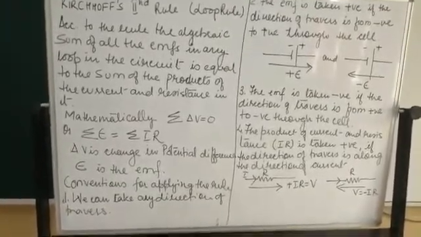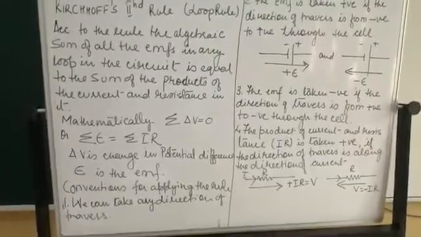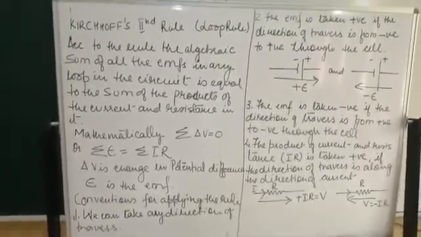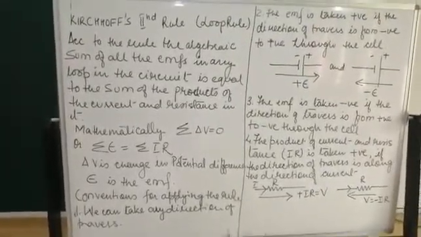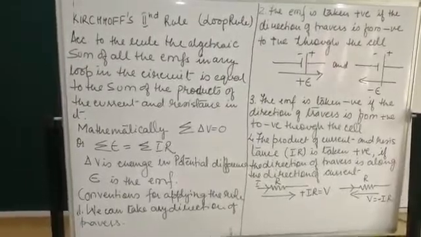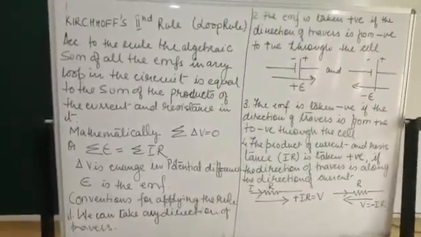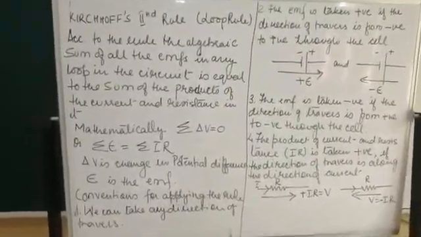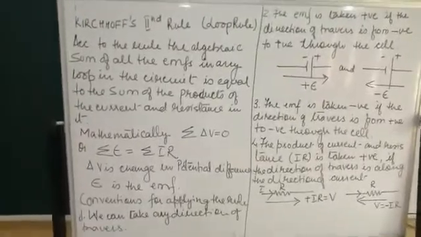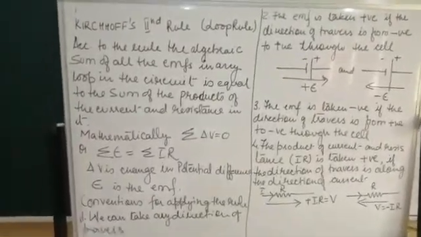For this rule, the conventions which are to be followed are: the first convention, we can take any direction of the traverse. So it's not necessary that the direction of traverse will always be anti-clockwise or clockwise in the loop. It can be of your choice.